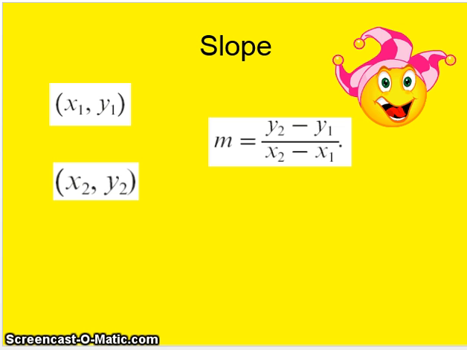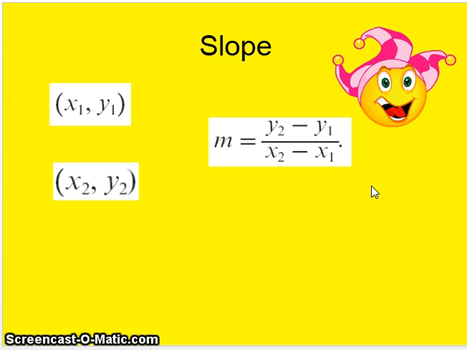But sometimes we don't have the graph, we just have 2 points. Now we could graph our 2 points and then count rise over run, but sometimes it's easier to just use a formula. If we have 2 points, my first point would be x1, y1, and my second point would be x2, y2. If I want to find the slope, I can use this formula right here. This is my slope formula. M equals y2 minus y1 over x2 minus x1.